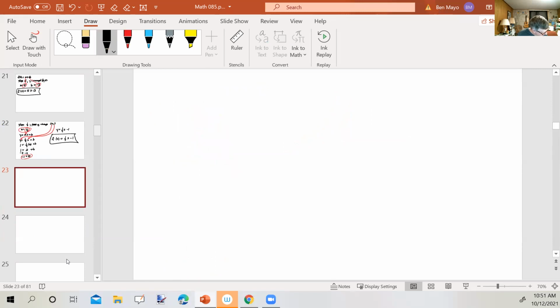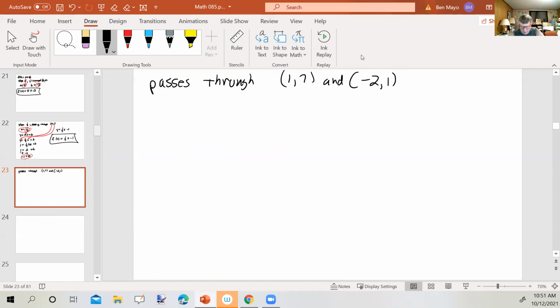Here, all we're given to find the linear function is that it passes through the following 2 points, (1, 7) and (-2, 1). Well, I need the slope and the y-intercept. I have neither one. However, there's something, and this goes back to chapter 3, called the slope formula.